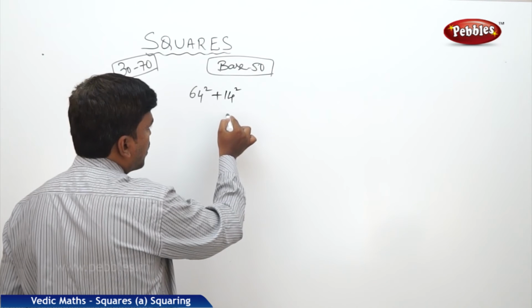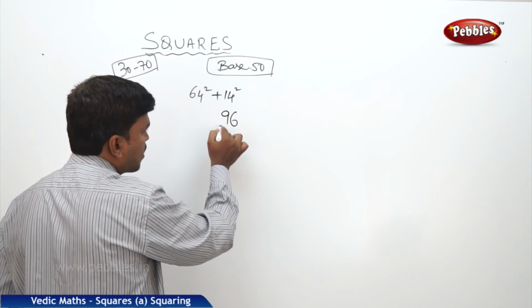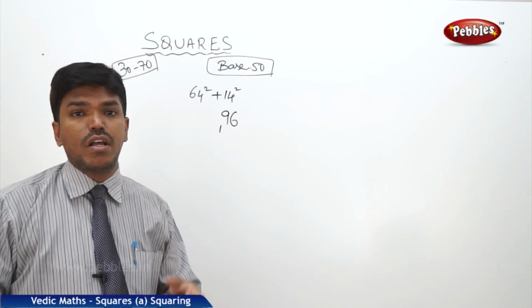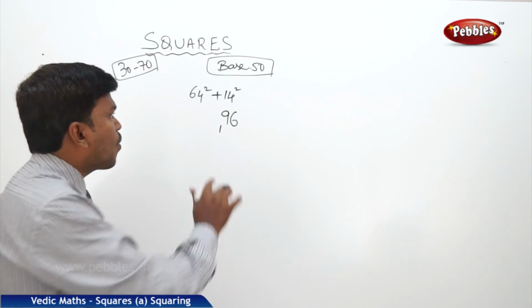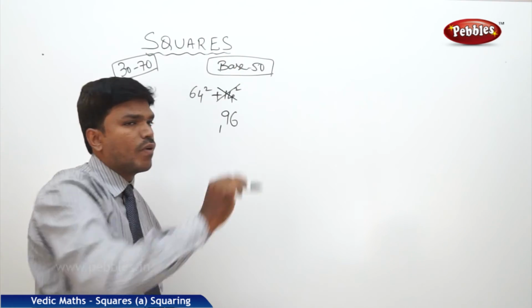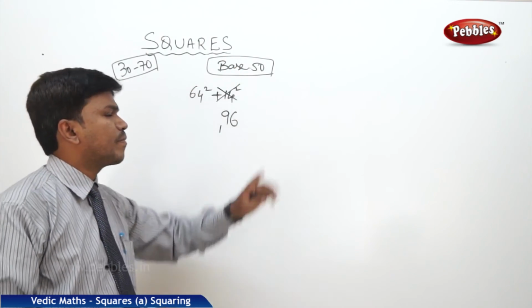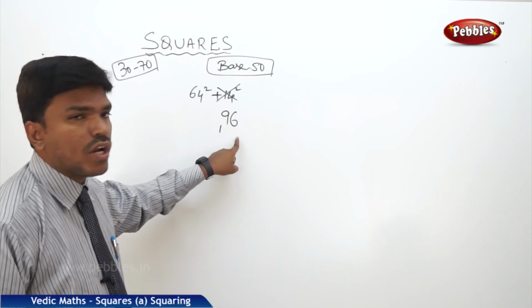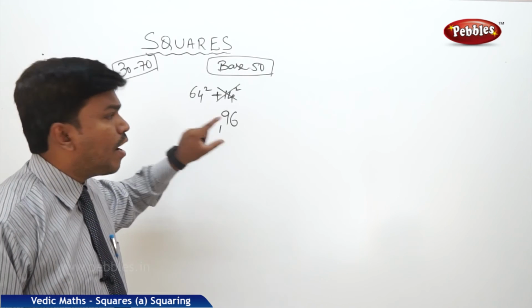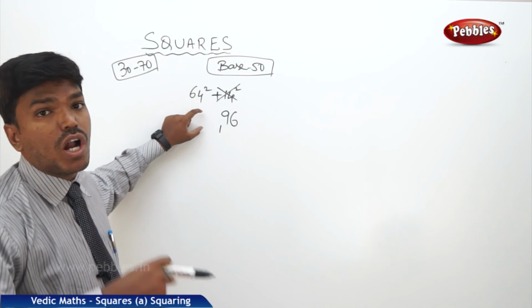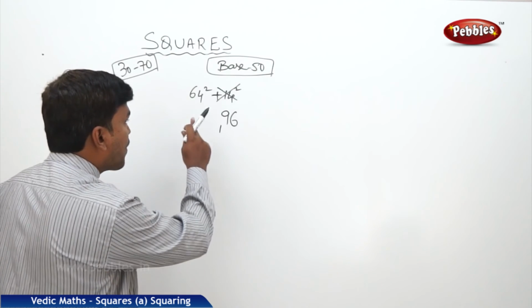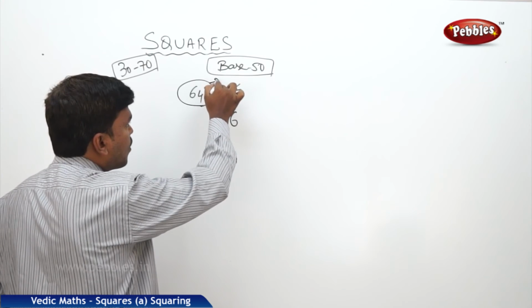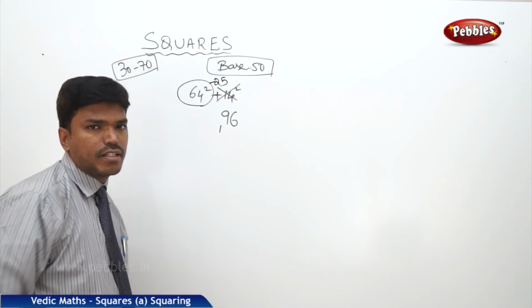196. But I am writing 96 and 1 will be the carry. Now what you need to do, ignore this 14, the excess number, for some time. Now to get the left side part of the answer, this is the right side part of the answer we got. Now to get the left side part of the answer, what we need to do is subtract 25 from the main number we have taken.